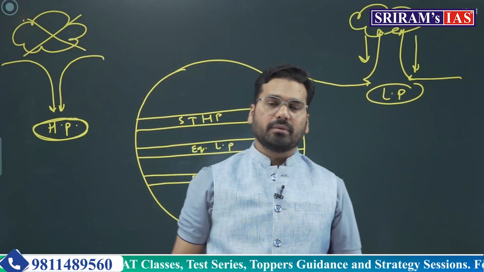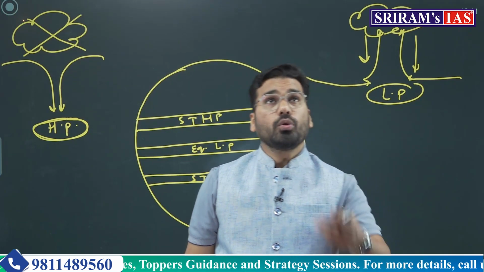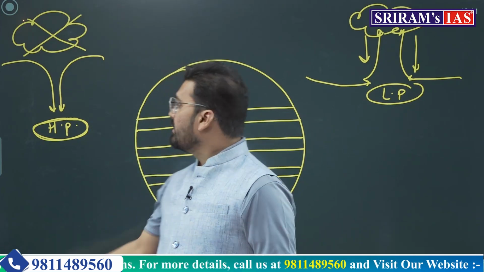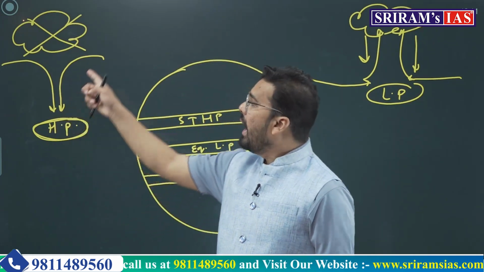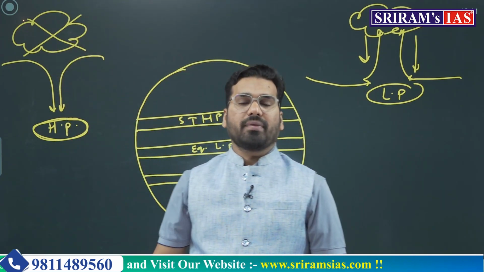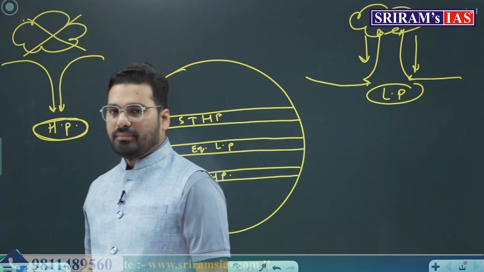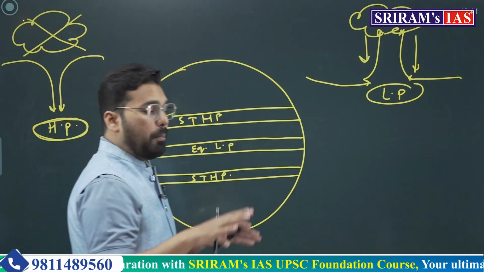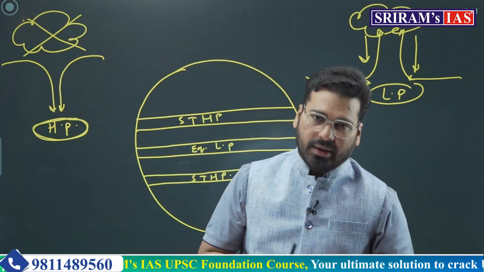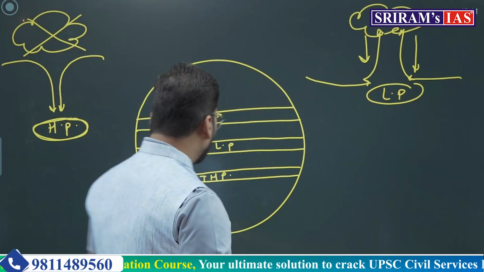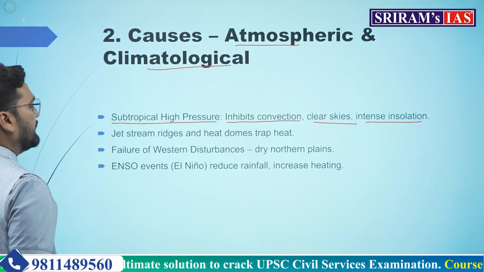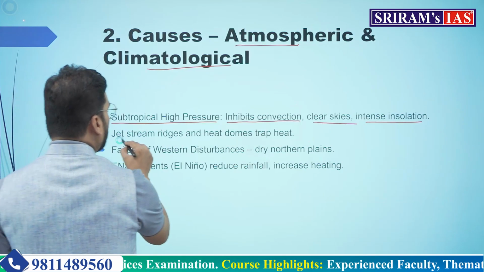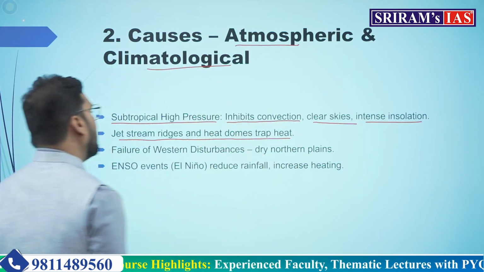If you see these days, suppose you are in northern India, the sky looks very clear even during nights. That means it is the high pressure condition here and the clouds are not being formed. If the clouds are not there, that means you are going to have very intense insolation. The sunlight beating down will be very, very intense. So yes, temperature can increase. So this is something very natural, right? Second, the jet stream ridges and heat domes trap heat.